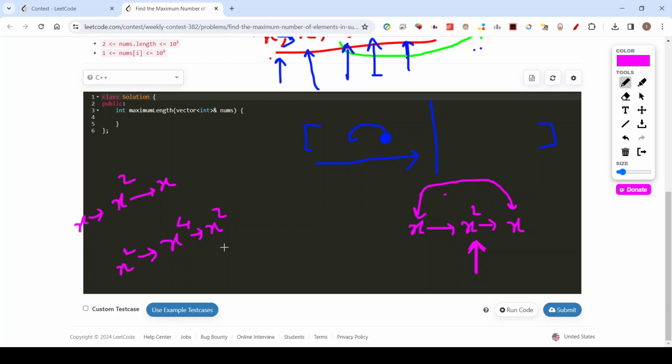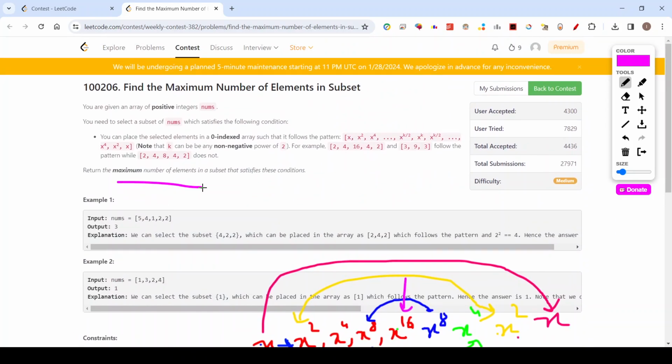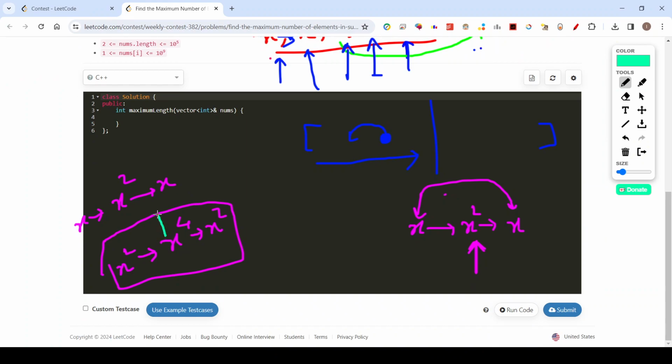What I would try to do is use the previous change, because what I need to do is maximize the number of elements, right? Maximizing the number of elements. To do so, I would try to insert this x power 4 here. So now this pattern would be converted into x, right? X square.